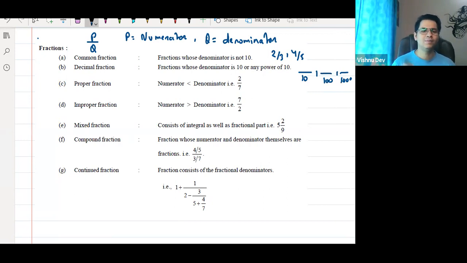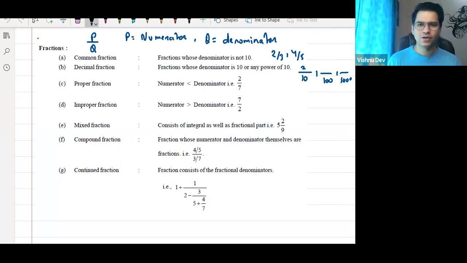So 2/10. For any number to be a decimal fraction, the denominator should be either 10 or a multiple of 10. Does everyone understand up to here? Does anyone have any doubt in this? Clear?